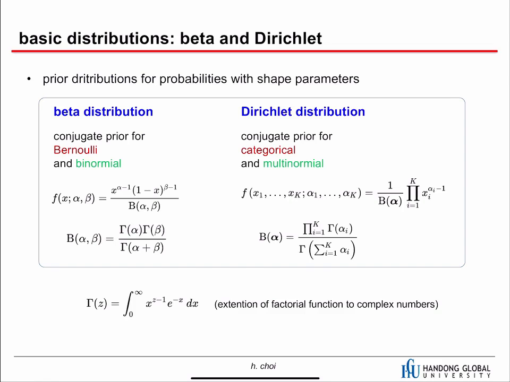Okay, and then the last ones are the beta distribution and the Dirichlet distribution. These are prior distributions for probabilities. I'm not going to cover this slide, so if you're interested, you can study this by yourself.